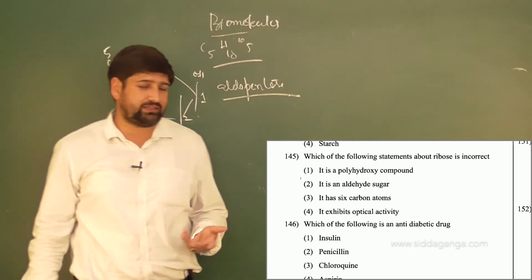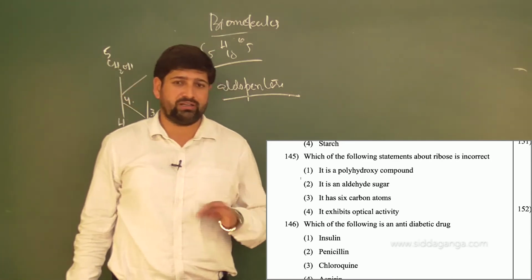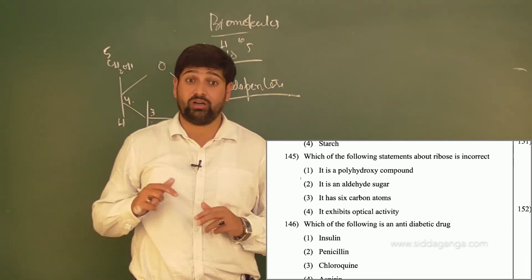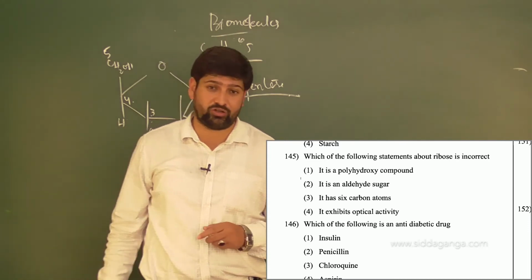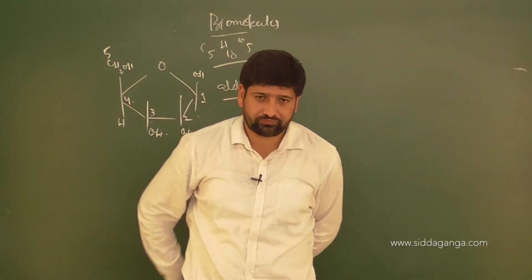It exhibits optical activity. Absolutely right. So it is able to rotate the plane of polarized light towards left or right. Actually it is d-ribose or l-ribose. Small d, small l, not capital D, capital L. So the correct answer is option 3, that's the wrong statement for this. Next one children.